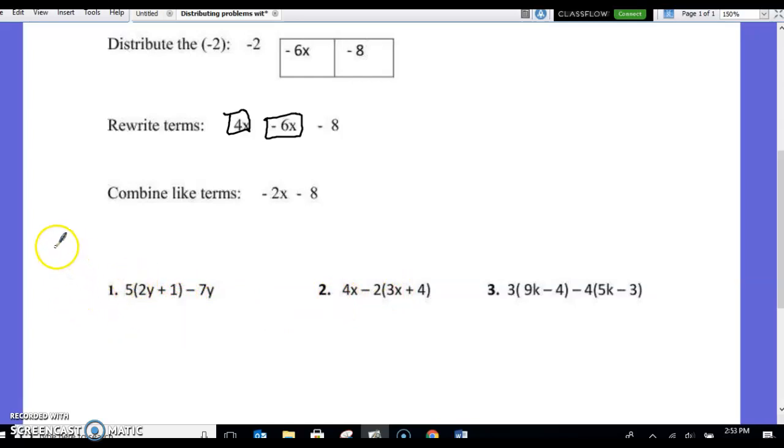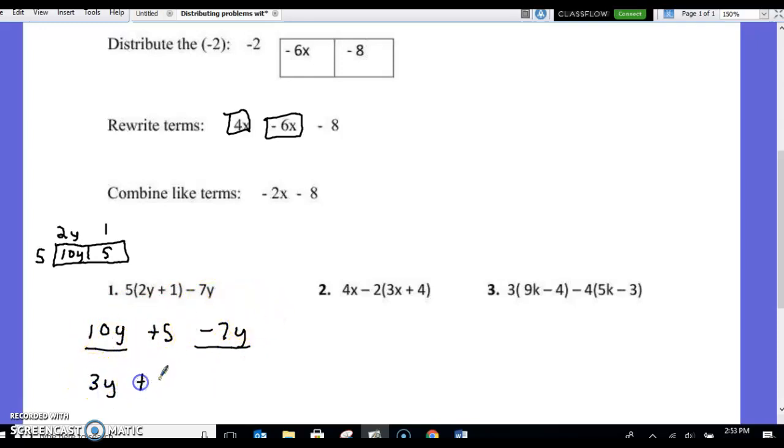But I'm going to do the box method off to the side here because we see that it's a 1 by 2. So I'm going to put my +5, my 2y here, and my +1 here. When I fill that in, I have 5 times 2y, which is 10y, and 5 times 1, which is 5. So I'm going to rewrite 10y, and then +5. And I'm going to bring down my -7y, because that's the part that I did not use in that problem. Now I look for like terms. I have a 10y and a -7y, so 10 minus 7 is 3y, and bring down that +5. So that would be that problem taken care of.